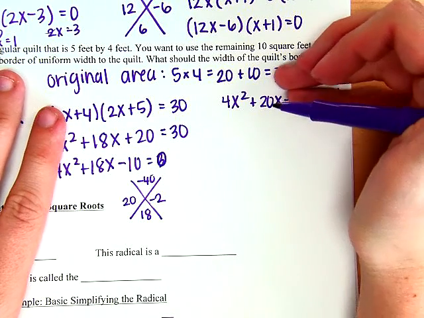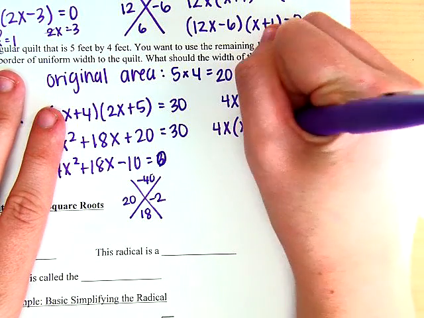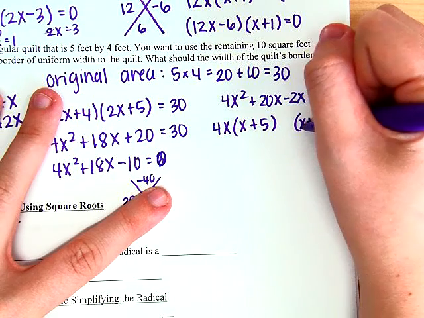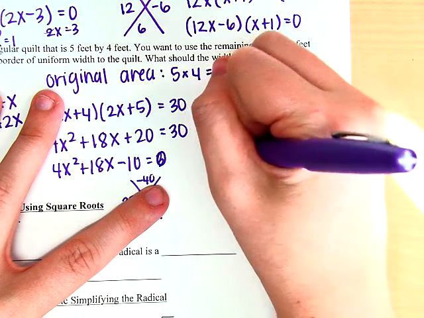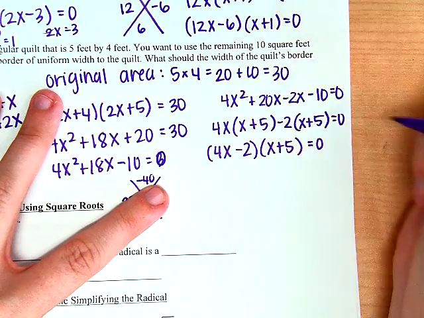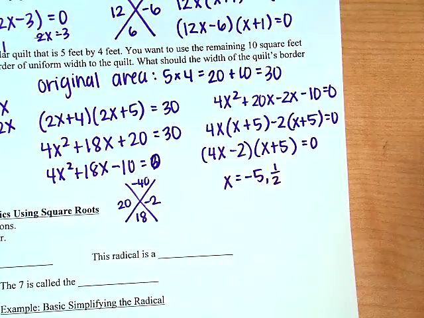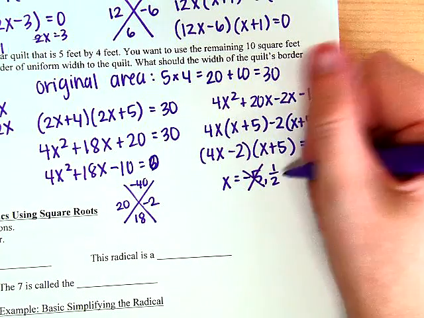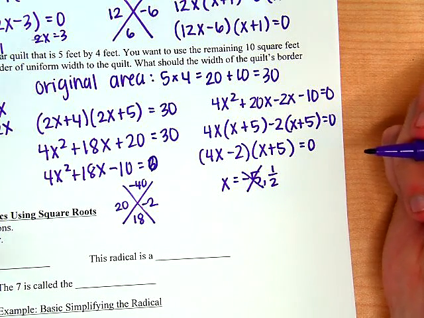So if I look at the first two, what do they have in common that I can take out? 4 and x, and I'm left with x plus 5. X plus 5 also has to be over here. What am I going to multiply by so that x becomes negative 2x? Negative 2. So my two factors are 4x minus 2 and x plus 5 equal to 0. So my answers, negative 5 and 1/2. Well, I can't have a negative answer, so it has to be 1/2. I'm adding a 1/2 foot decorative border around that thing.